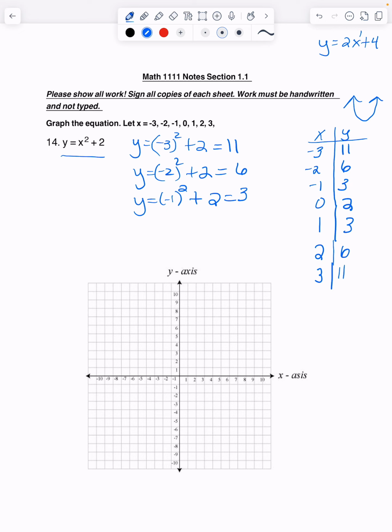So if I go -3, I'm going to go down to -11. That would be my first point. -2, +6, -1, +3.